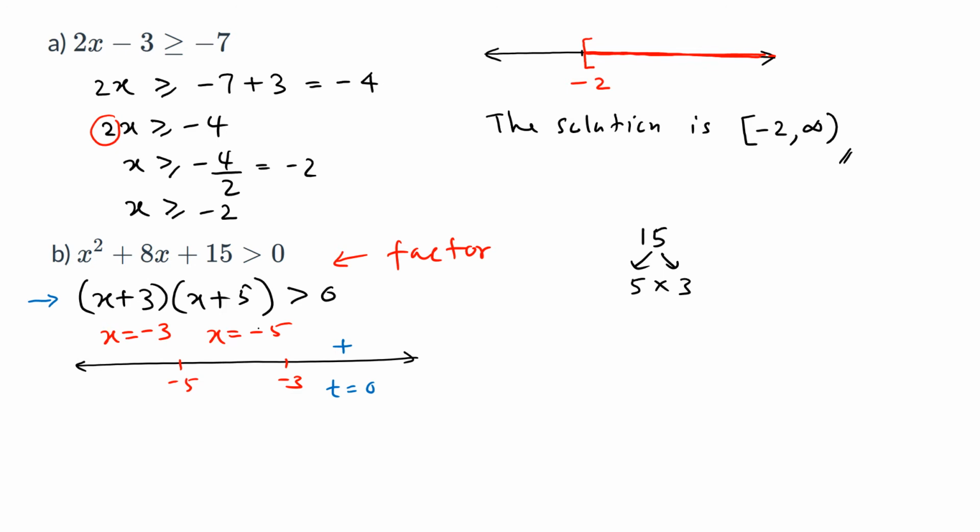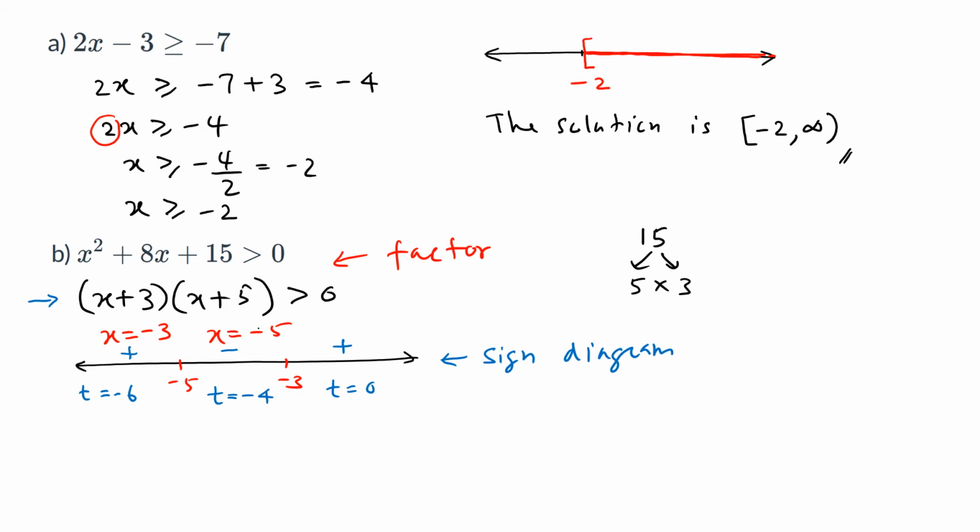Now you plug in a number in between, so I can pick t equals -4. That is the test point you're going to pick. If you plug in -4, the first bracket is going to give you -1, the second one is going to be +1. So negative positive means negative. So here is negative. And then for the other one, you can pick t equals -6. If you plug in -6, you get -3 and -1. That means negative negative, which is positive. So that is the sign diagram. This is what we call the sign diagram.